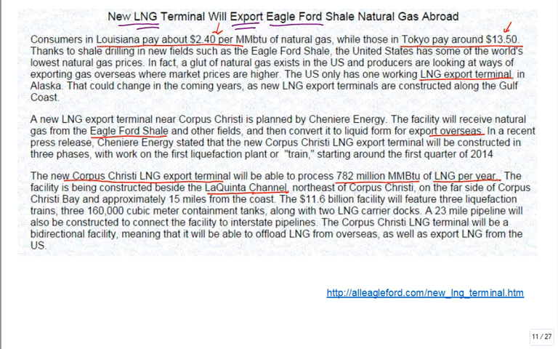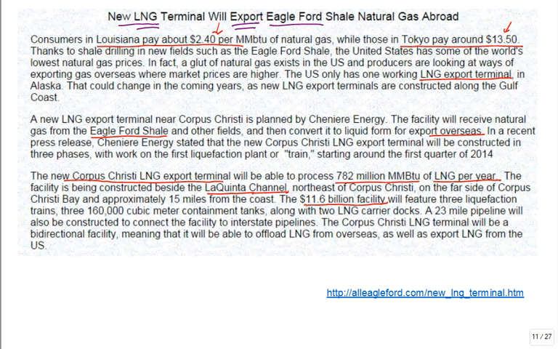Anybody know that part of Corpus pretty well? Yeah. And far side of Corpus Christi Bay. Look at this. $11.6 billion facility. How much was that facility in Lavaca County? 100 million. How about by George West? Probably 100 million. This is almost 12 billion. Somebody's investing a lot of money. That is not the federal government investing in that. That's private money. Okay?